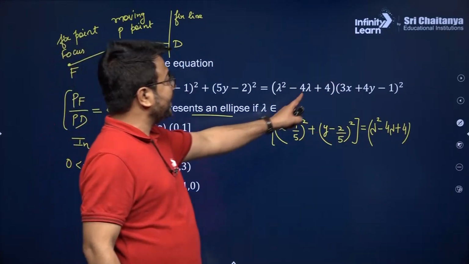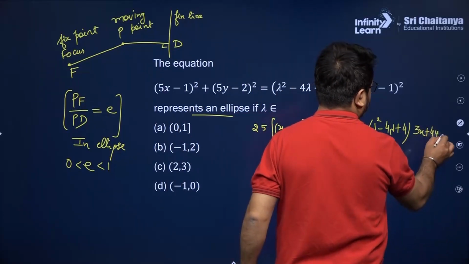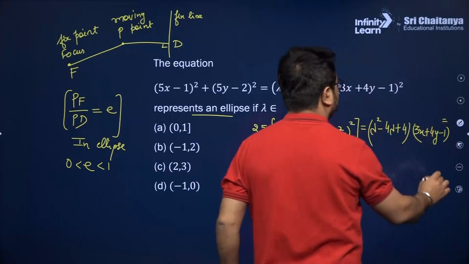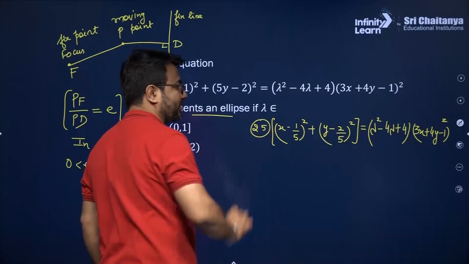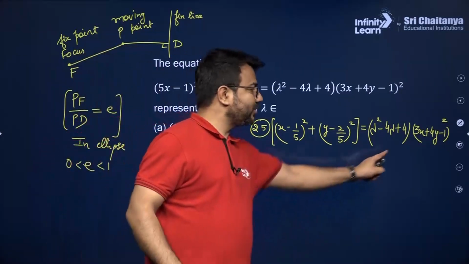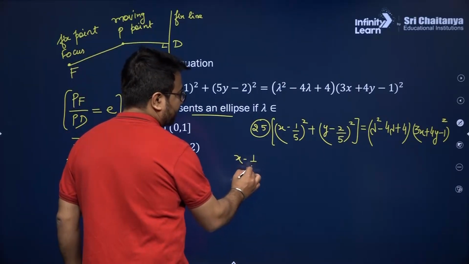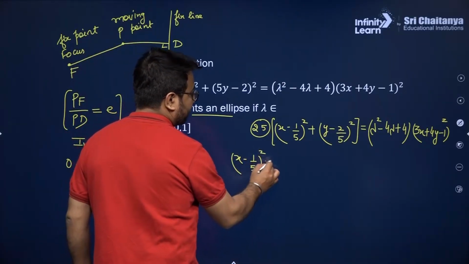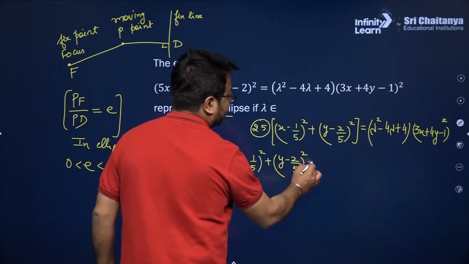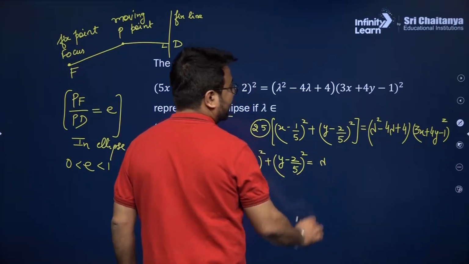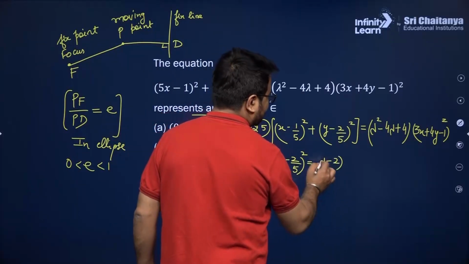And here we have (3x + 4y - 1) whole square. Now what we need to do? Basically here we have 25 attached to this. I am taking this 25 to the right hand side. It will be in the form of a division. So this will be ((x - 1)/5)² + ((y - 2)/5)², and here we have (λ² - 4λ + 4)/25. So this can also be written as (λ - 2) whole square.